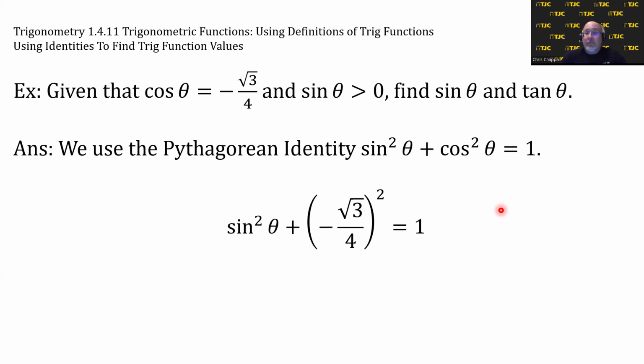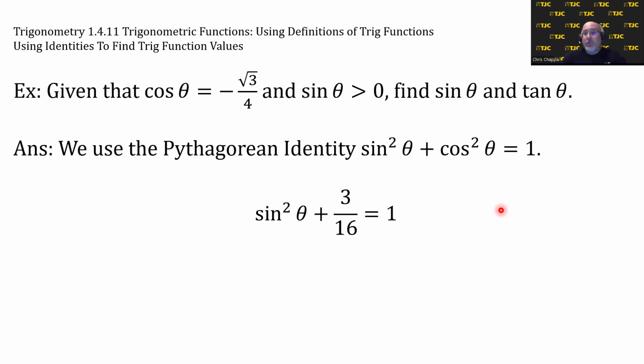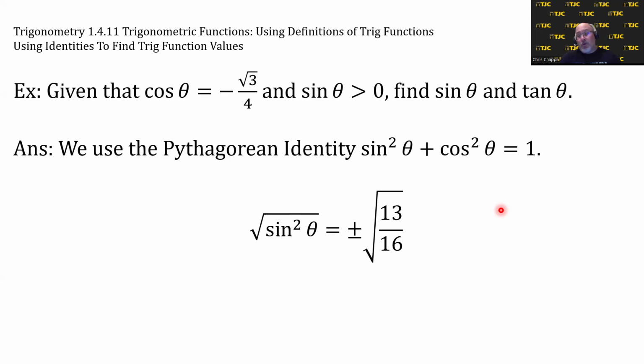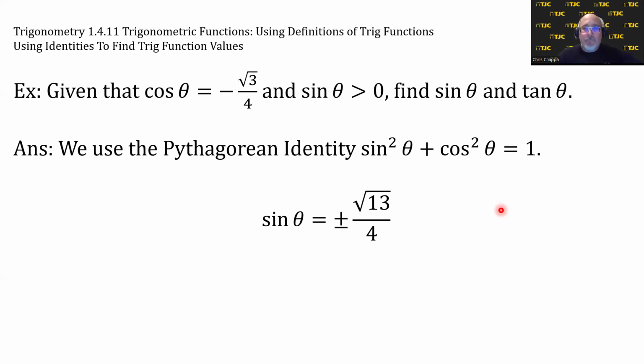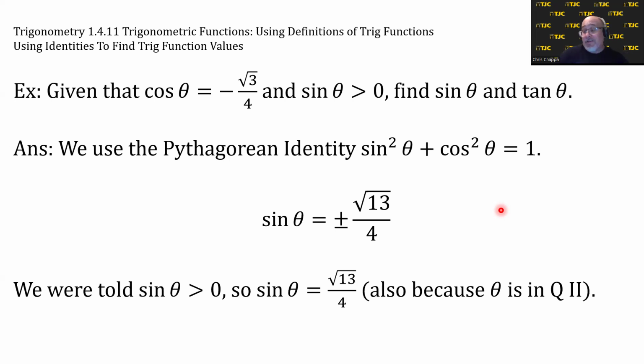If we square that fraction, it becomes positive. The square root of 3 becomes a 3, and the 4 becomes a 16. So we have sine squared of theta plus 3 over 16 equals 1. If we subtract 3/16 from both sides, 1 is the same as 16/16 minus 3/16 is 13/16. Take the square root of both sides, cancel the square, use the plus minus, and on the right side, the square root of 13 will stay the same, but the square root of 16 on the bottom becomes 4. However, we were told sine of theta was greater than 0. So for this problem, sine of theta is equal to the square root of 13 over 4. Also because theta was in quadrant 2, which we deduced earlier.